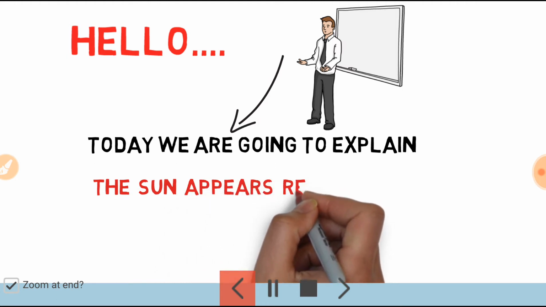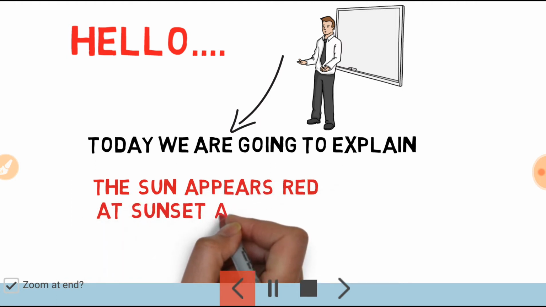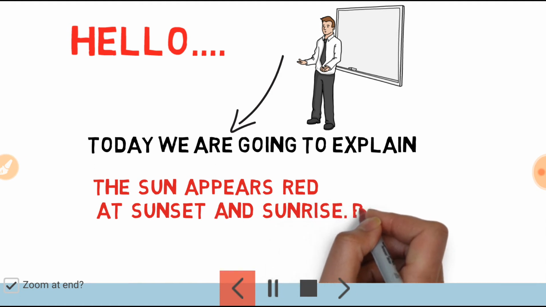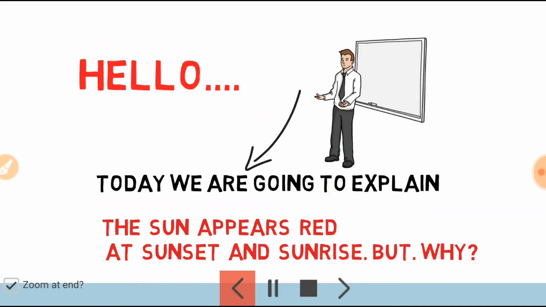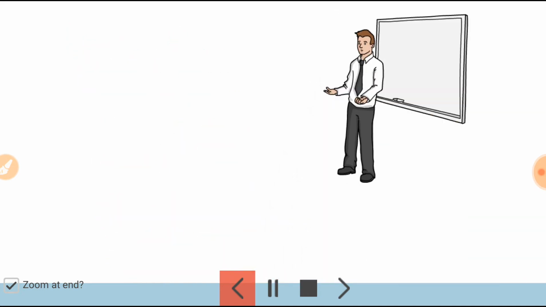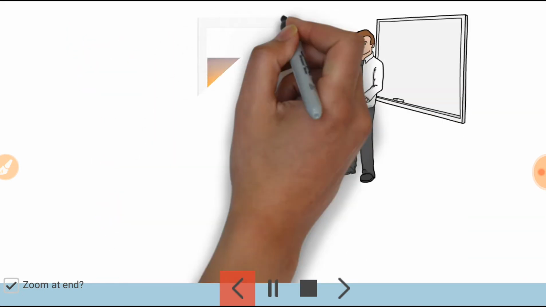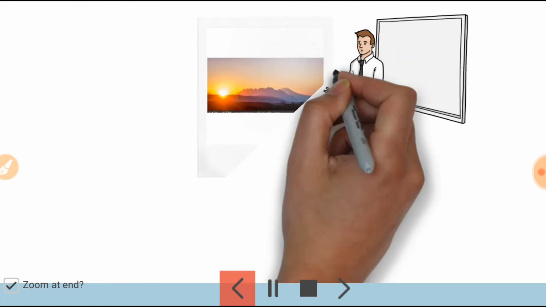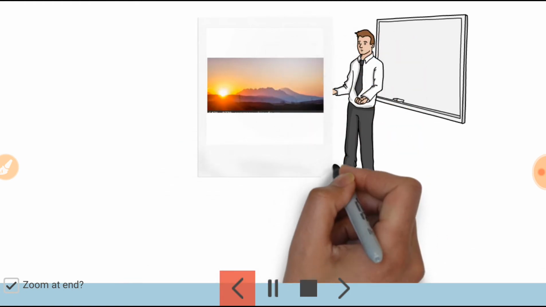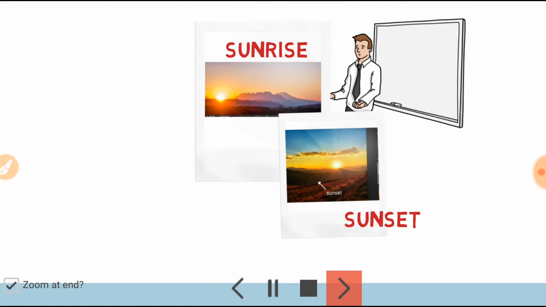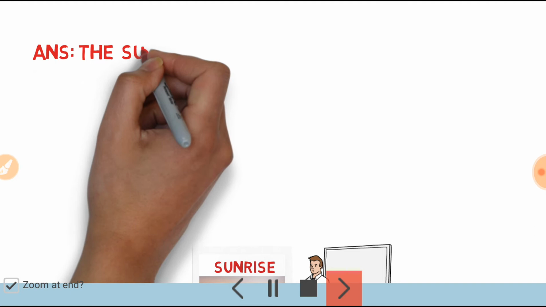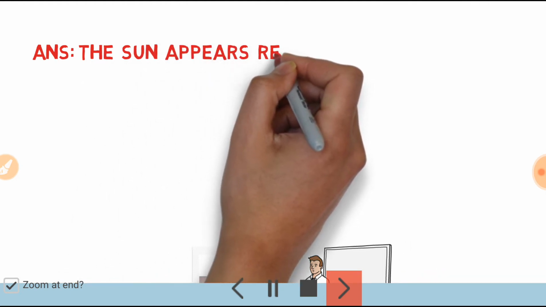Today we are going to explain why the sun appears red at sunset and sunrise. But why? Yes, but why? This is sunrise and this is sunset. Now we are going to learn the answer.